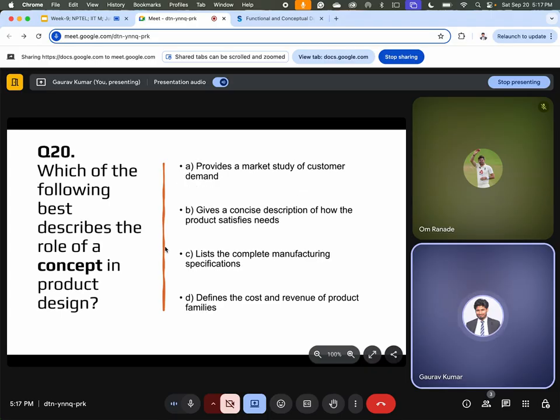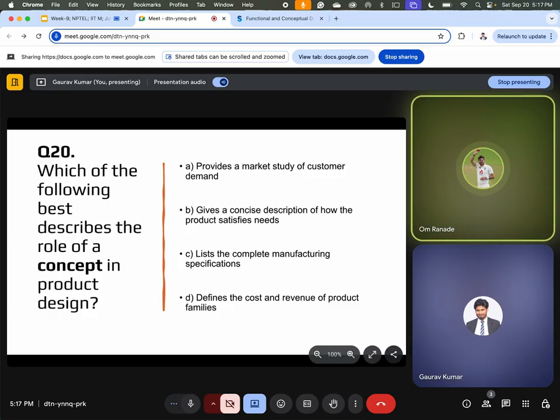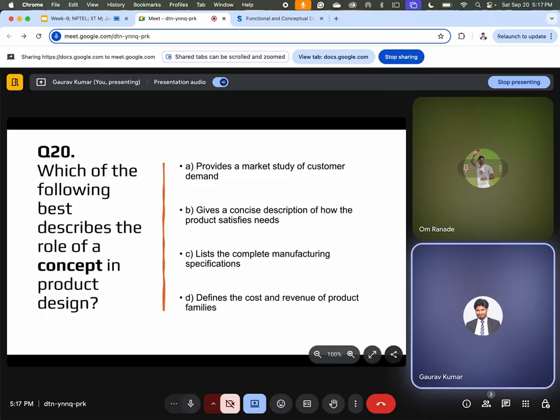Next, question number 20. Which of the following best describes the role of a concept in product design? Is it provide a market study of customer demand, gives concise descriptions of how the product satisfies needs, lists the complete manufacturing specifications, or define the cost and revenue of product families? A and B. Okay, A and B.